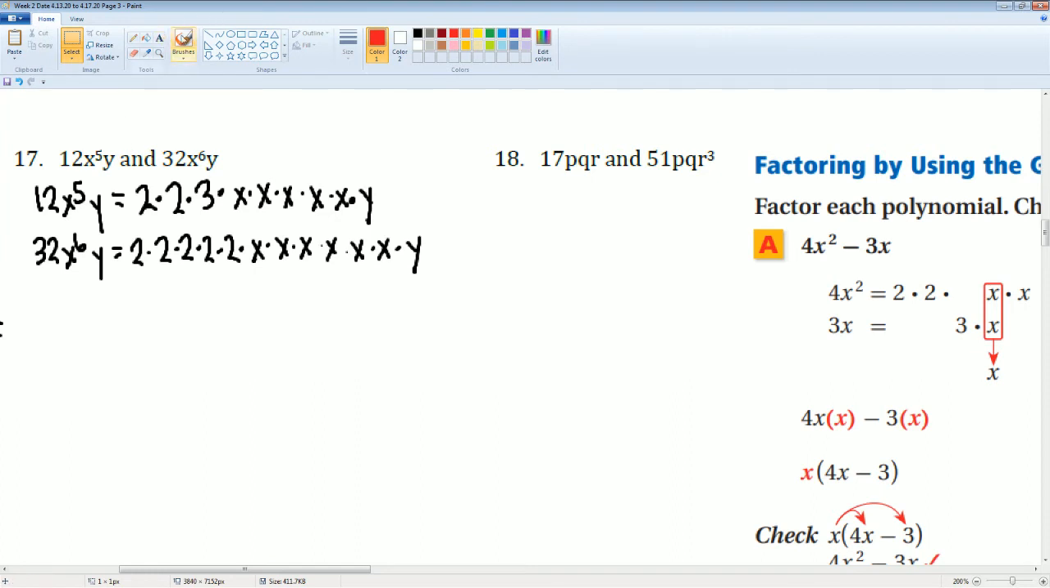Well, they have a 2. So they have a 2 here. That's 1, 2. Right. Then they have another 2 right here. Good. Nope. Nothing else. Oh, they have one x.